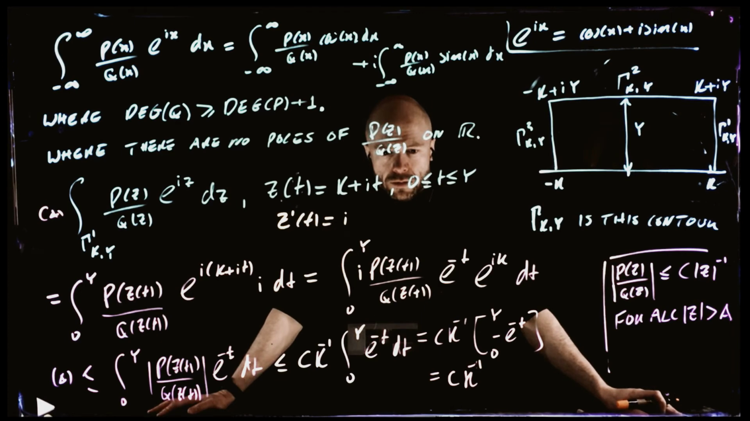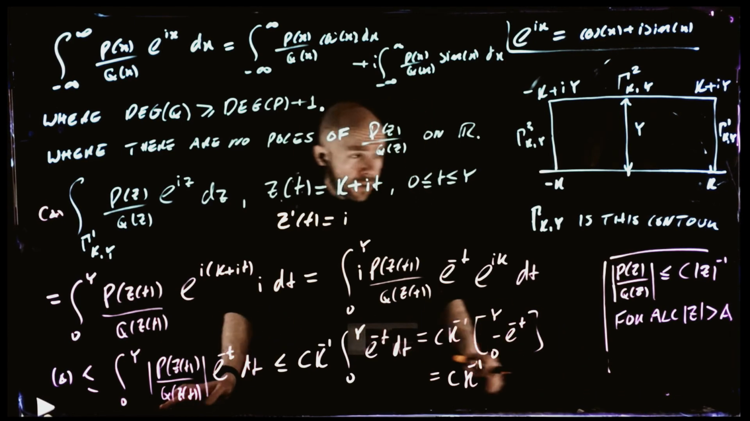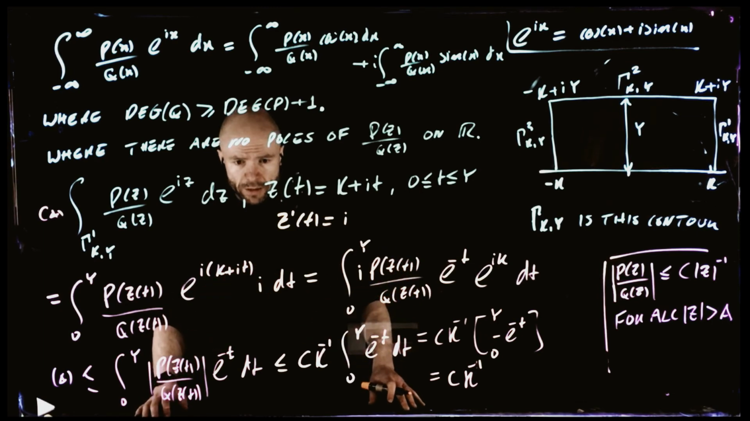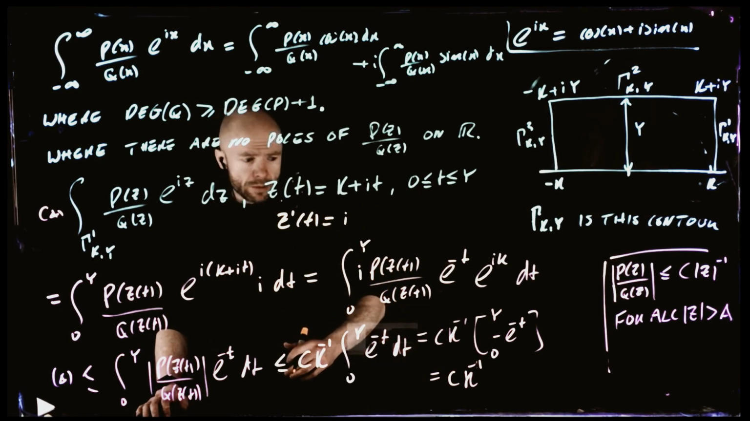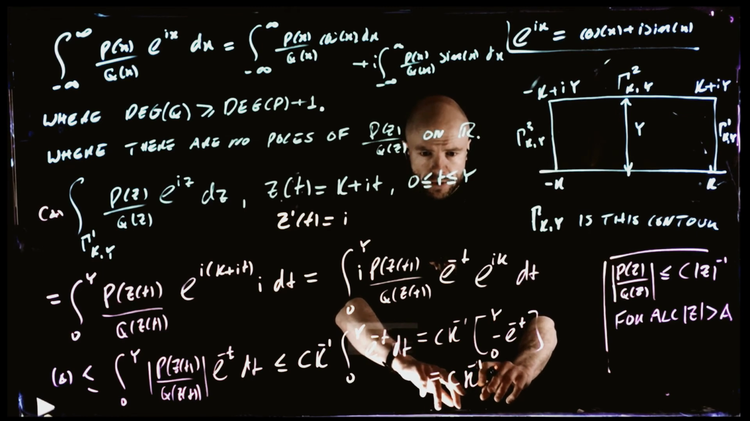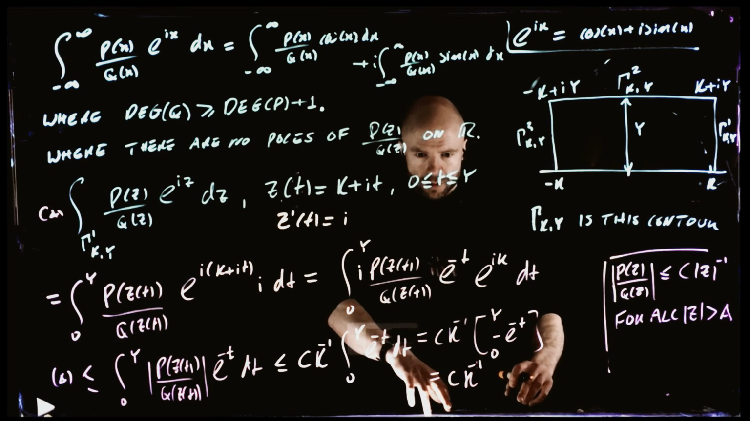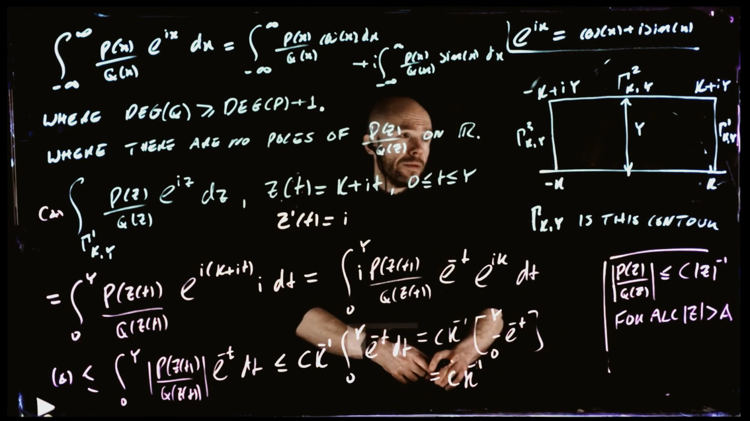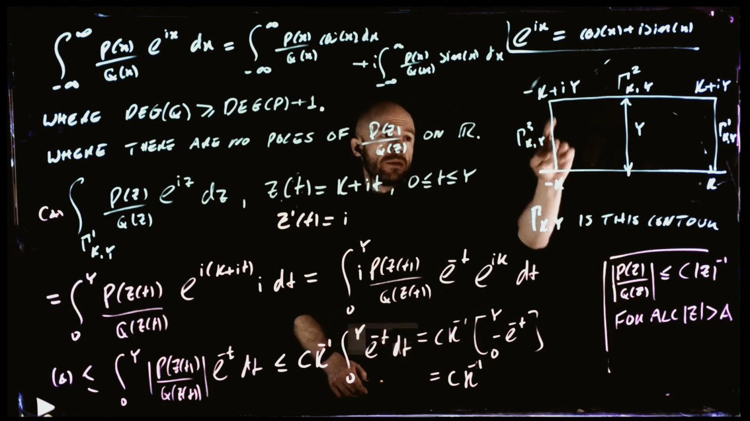Yeah? Okay, cool. So this is independent of y. The y is not important anymore. And we know that this thing is less than r to the minus 1. So that should be okay. That part should be okay as we let r go to infinity. Yeah? Cool. So now we want to deal with this top part.